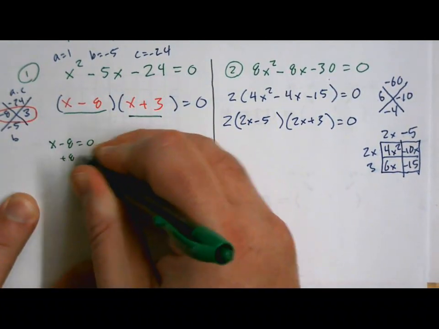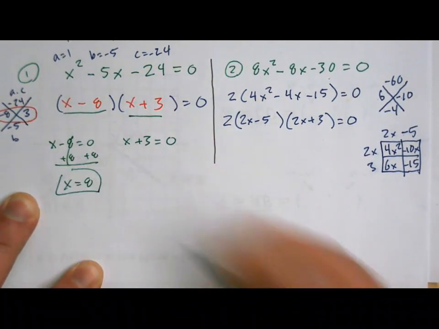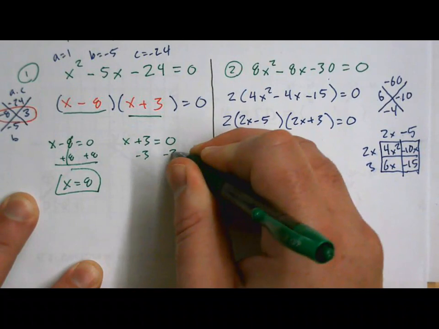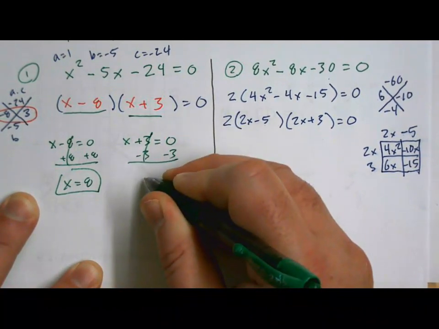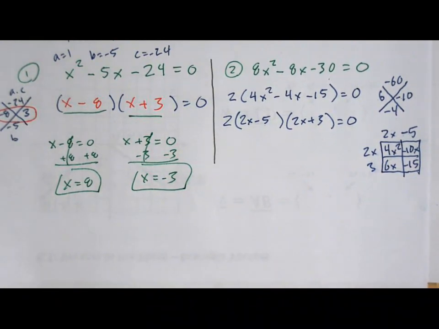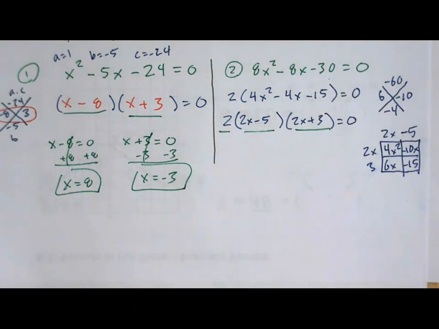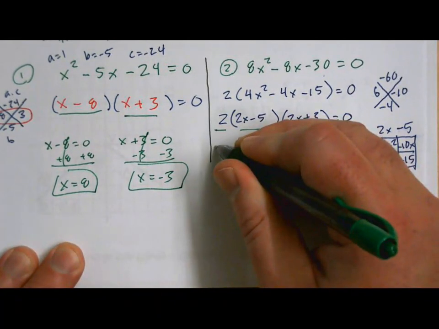So we'll do plus 8 on both sides to get x equals 8. And this one, we'll get rid of that 3 by doing minus 3 on both sides to get x equals negative 3. If you have not already, can you please finish up number 2? Do the same thing. You have three factors. Please set them each equal to zero. So create three small equations and solve them to find your solutions.